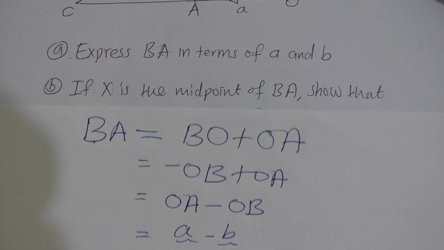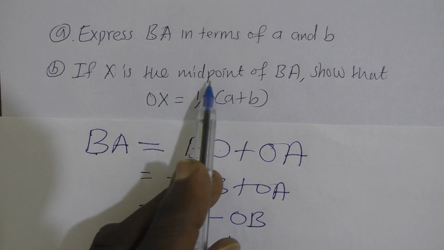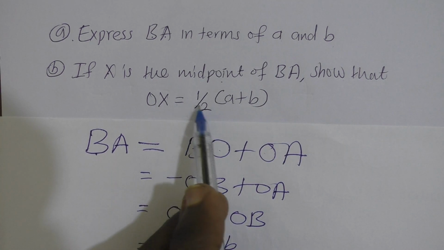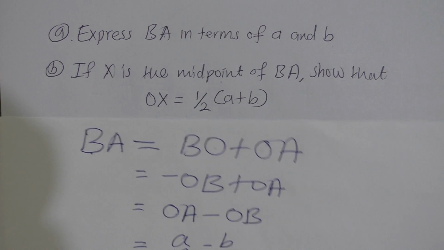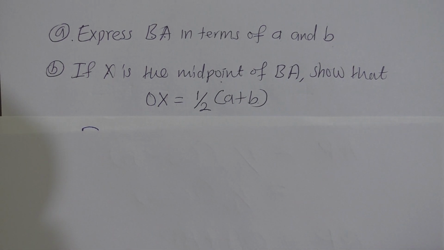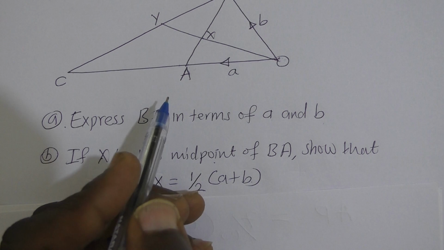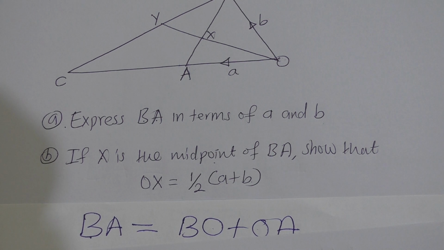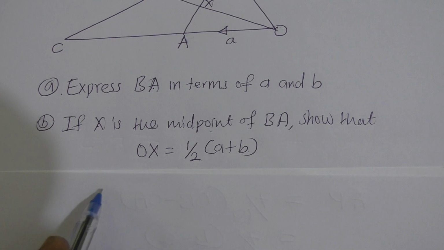In the second question, we are asked that if X is the midpoint of BA, then show that OX equals a half of B plus A. Wow, what a wonderful question. This is how we shall show that. So we have X as the midpoint of BA, and therefore they want us to find the position vector of OX. So, how do we get OX?